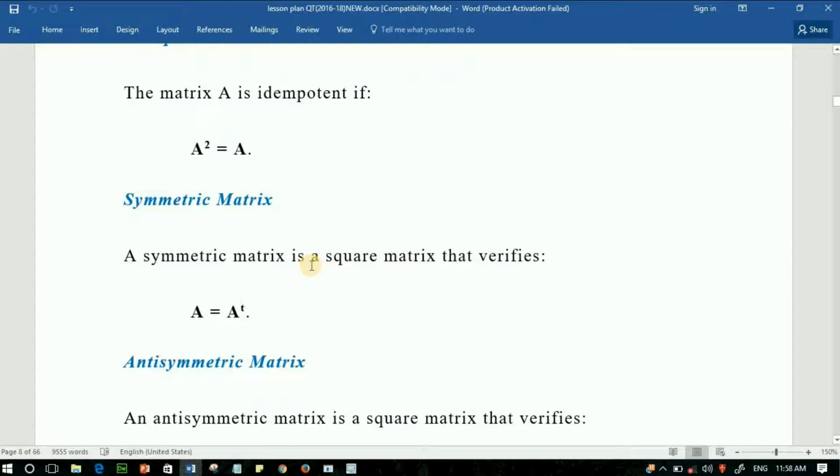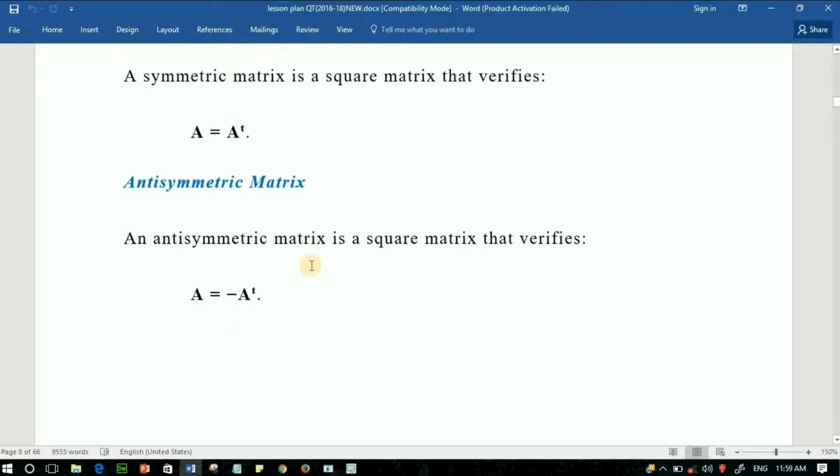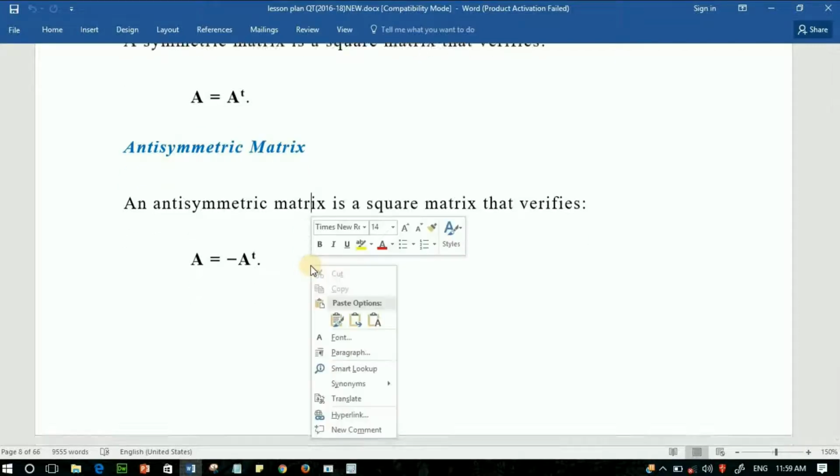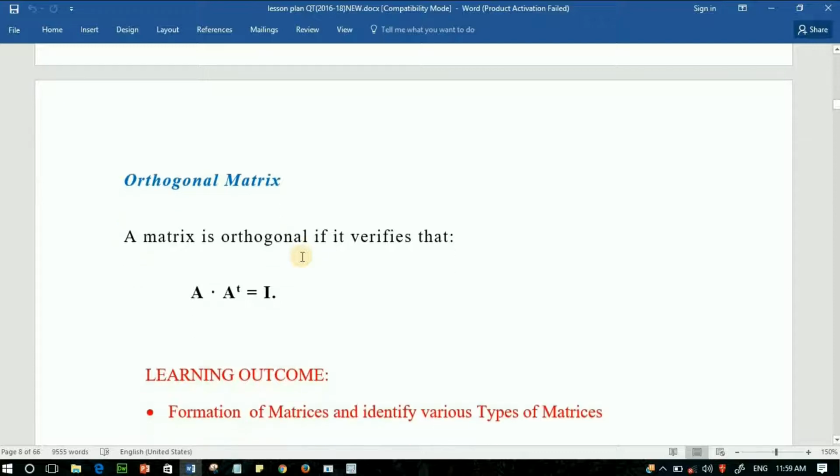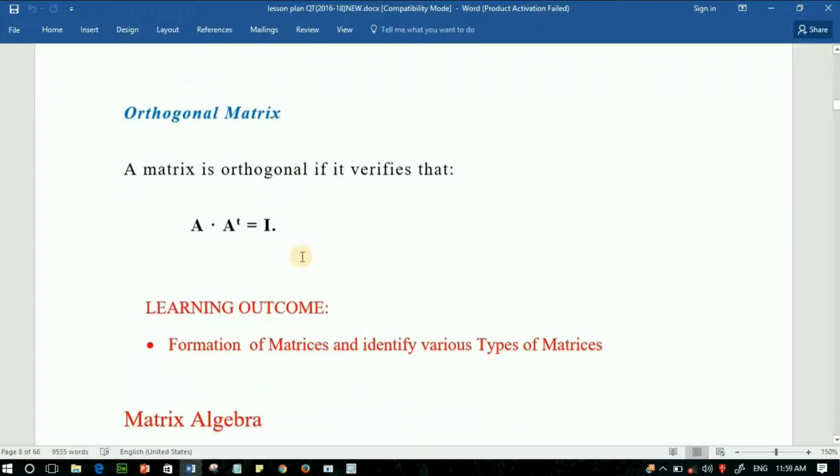Now, a very important thing we are going to discuss is the symmetric matrix. A symmetric matrix is a matrix equal to its transpose. Simply, we can say A is equal to A transpose. And an anti-symmetric or skew-symmetric matrix is one where A transpose is equal to minus A, or A is equal to minus A transpose. Then we will discuss the orthogonal matrix. A matrix is orthogonal if A into A transpose is equal to I. You know, we already discussed that I is the unit matrix.